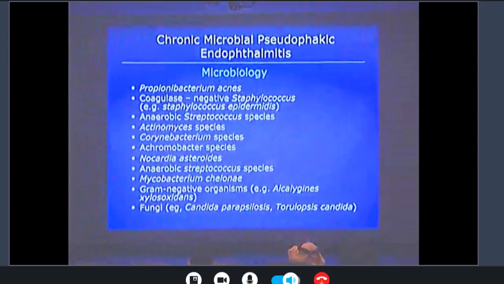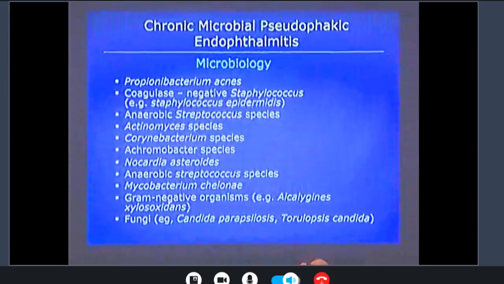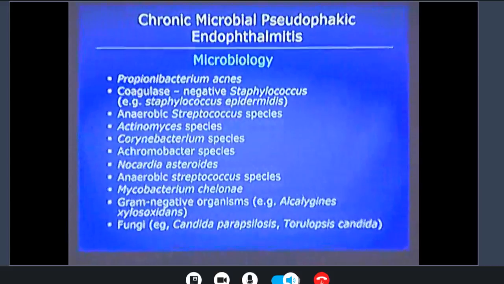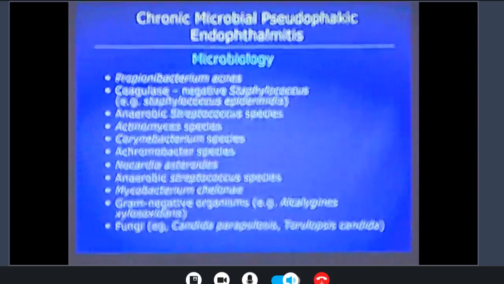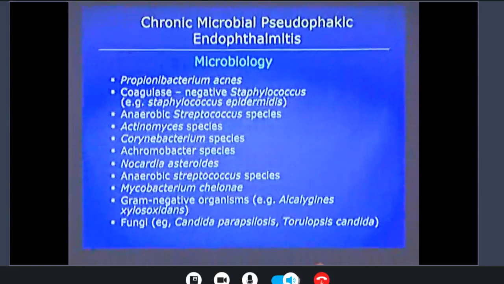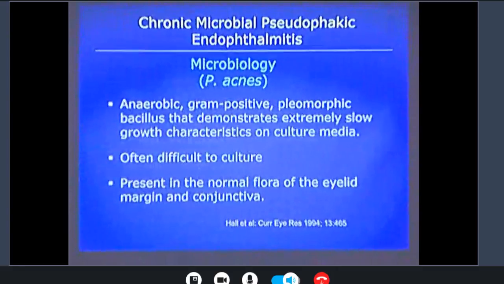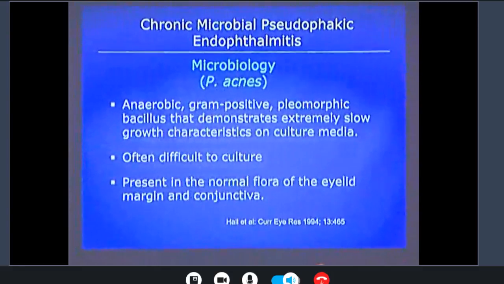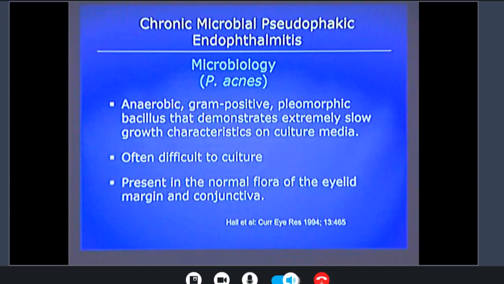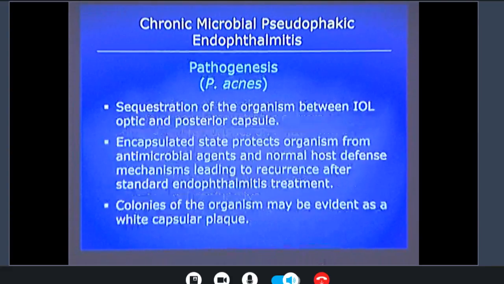There's a big list of low virulent bacteria that can cause this. Of course, the most famous is Propionibacterium acnes, but any low virulent bacteria can cause this endophthalmitis. Propionibacterium acnes is an anaerobic, gram-positive, polymorphic bacillus that demonstrates extremely low growth characteristics. As I said, you have to keep the culture for 2 weeks because it grows very slowly in culture. It is often difficult to culture.